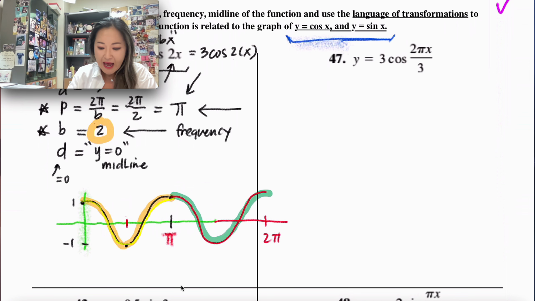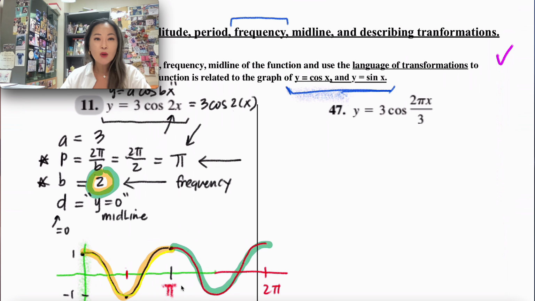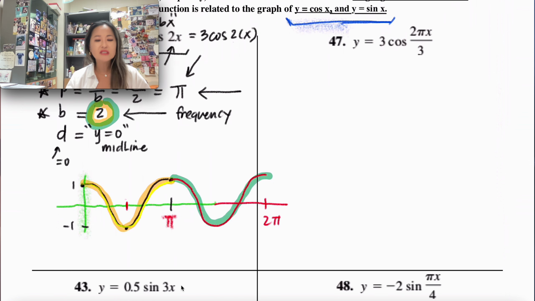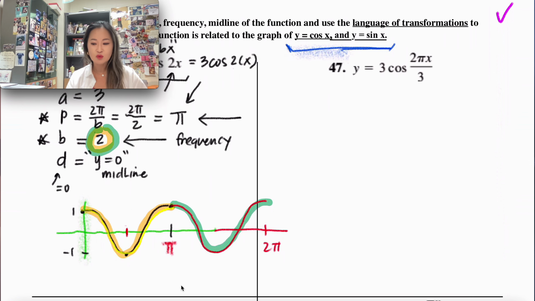Does that make sense to you? I love knowing that's what frequency is because it allows me to know exactly whether something got longer or shorter, like one cycle got longer or shorter. Also, it helps me sketch real easily. Okay, let's go to the next one, number 47.